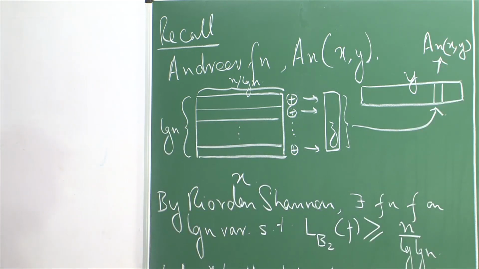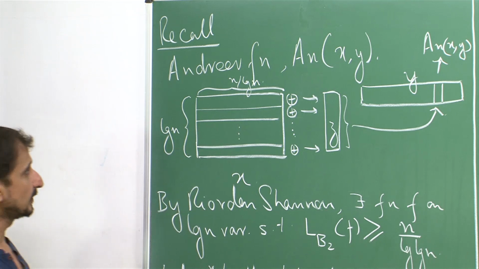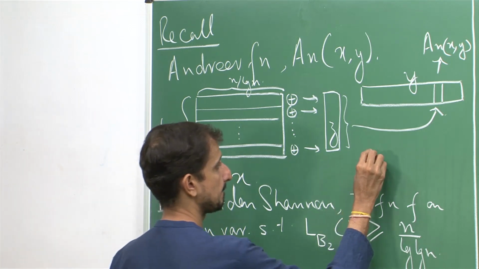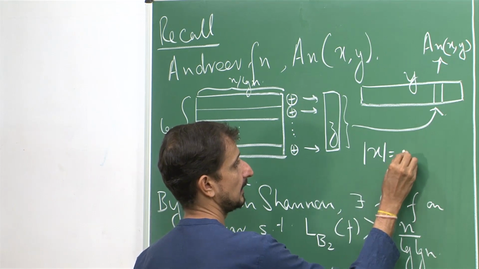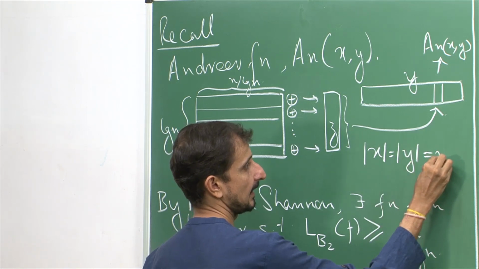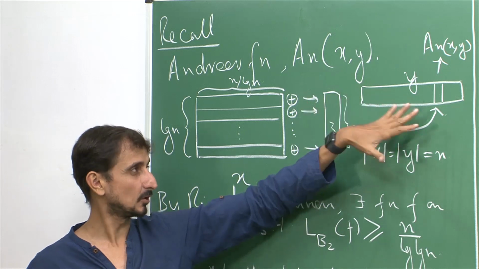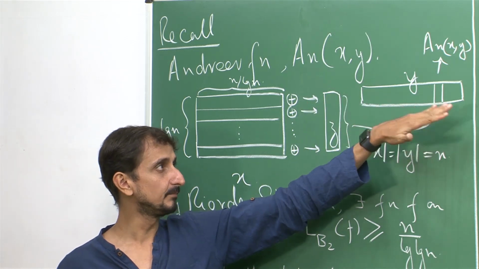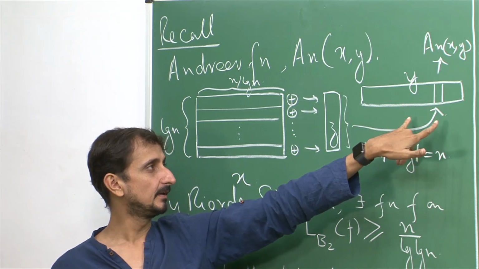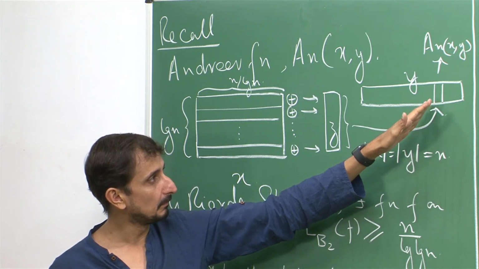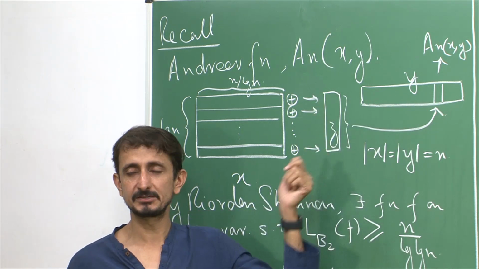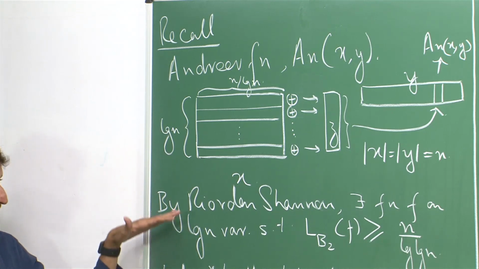Now, both x and y have size n. So, we are looking at only y here, and any index in y can be pointed to by a string of length log n.